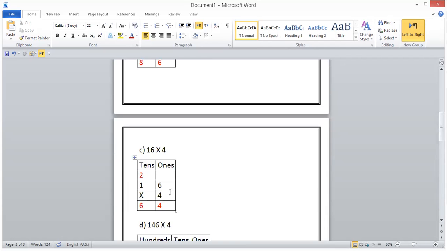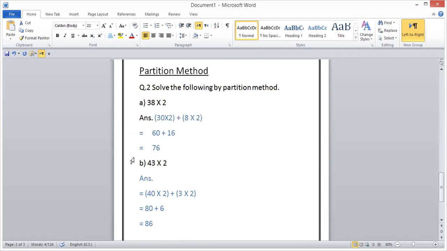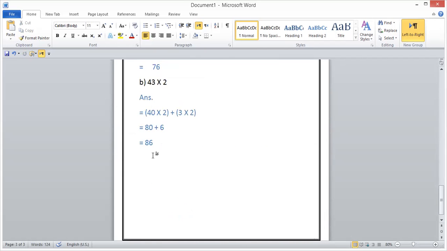Now C is 16 multiplied by 4. This is very easy. 16 multiplied by 4 is very easy. And this is the last question we are doing today in today's class. 16 by 4.